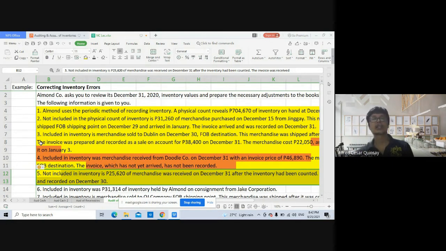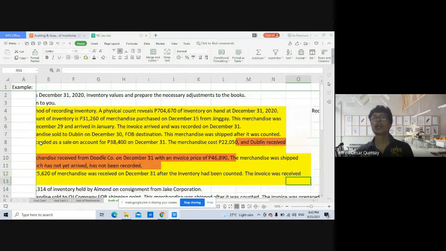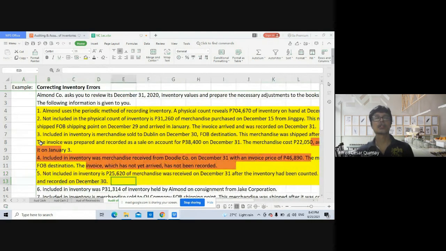Yan. Okay. So again, what is this transaction, no? Okay, so this transaction is we're the purchaser here, no? Tayo yung buyer. Okay? We're the buyer, no? Okay, so we bought it for 25,000. That is the value of the inventory. It says not included, no? But what's received already on December 31. So we have already received as of December 31. So therefore, we should include that, no? So after the inventory had been counted. Okay, so the invoice was received and recorded on December 30.